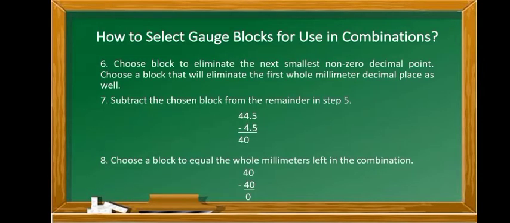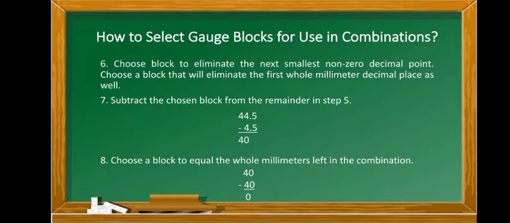So, we have here the 4.5. So, subtract the chosen block from the remainder in step 5. So, 44.5 minus 4.5, our selected block, is equal to 40. So, as you can see, the 5 had been eliminated as well as the first whole millimeter, which is 4.